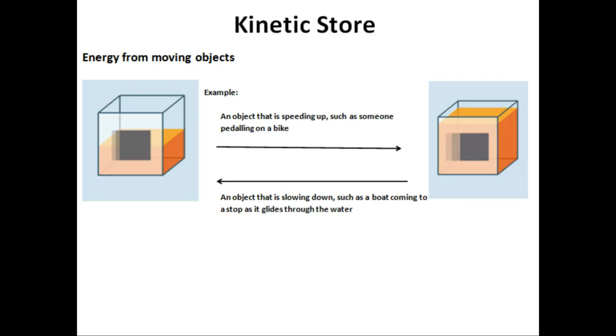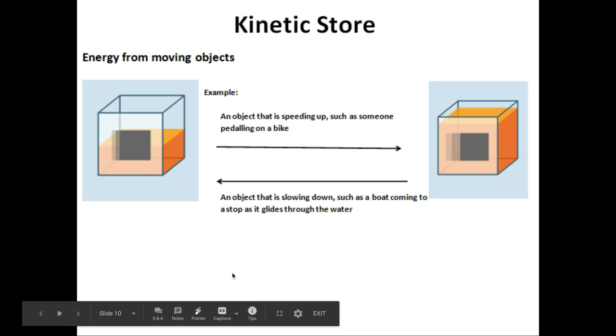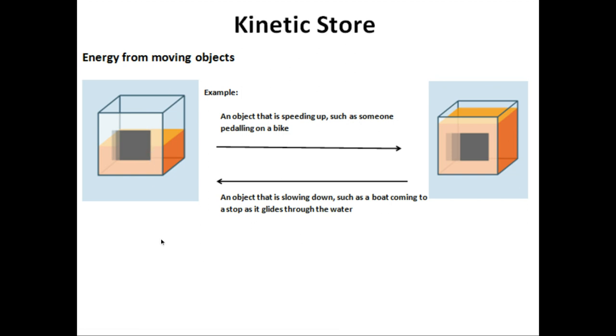Here's our kinetic, so energy from moving objects. As we said, getting faster, pedaling on a bike, we're going to be increasing the kinetic energy store. And if we are slowing down, such as a boat coming to a stop, then we are going to be decreasing or emptying the kinetic energy store. Okay, and obviously if we're emptying it, then it must be going somewhere else. It doesn't just disappear.